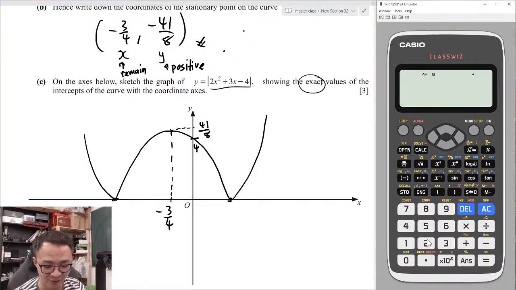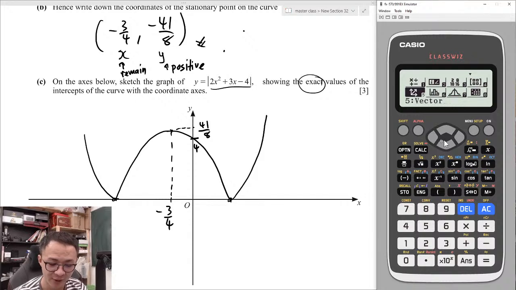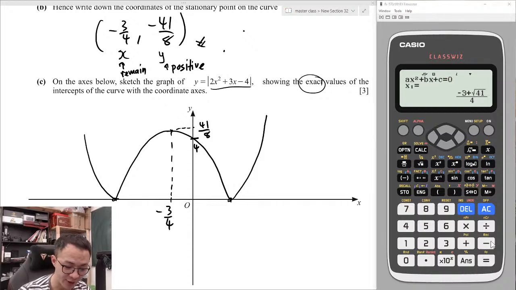So I use the calculator to do the work here. I look for the EQN and polynomial. Degree is 2, so this is 2. This is 3. This is negative 4. So I have two values. But since they want the exact form, one will be positive, the other one is negative, right? So I will write the positive side, which is negative 3 plus square root 41 over 4. The negative one will be negative 3 minus square root 41 over 4.